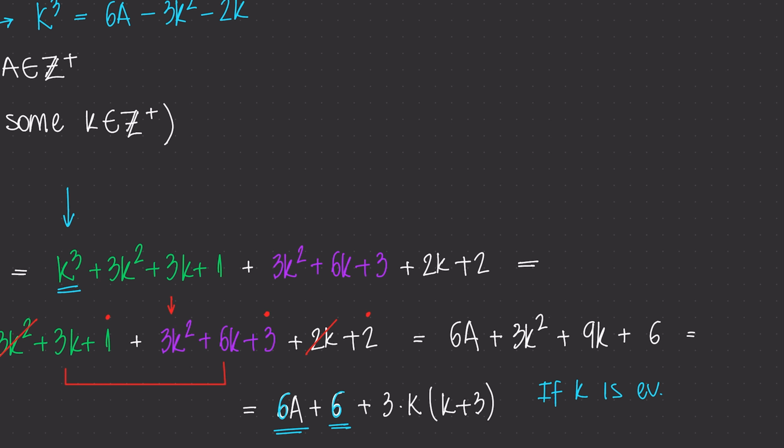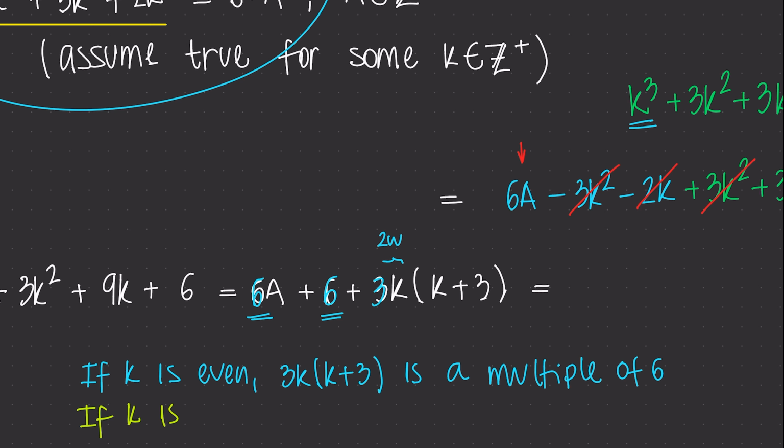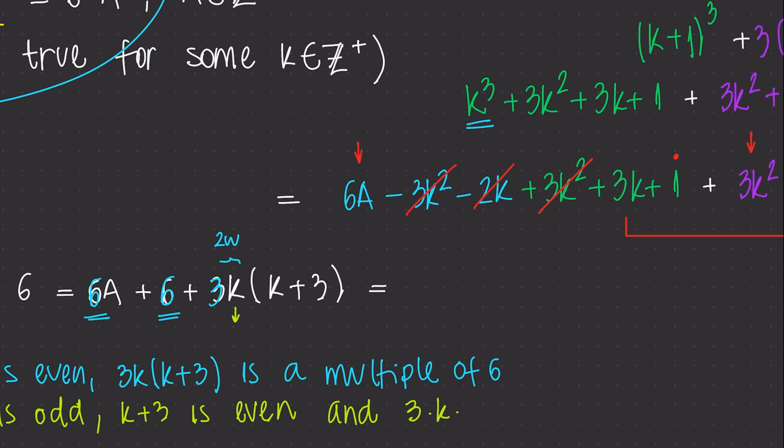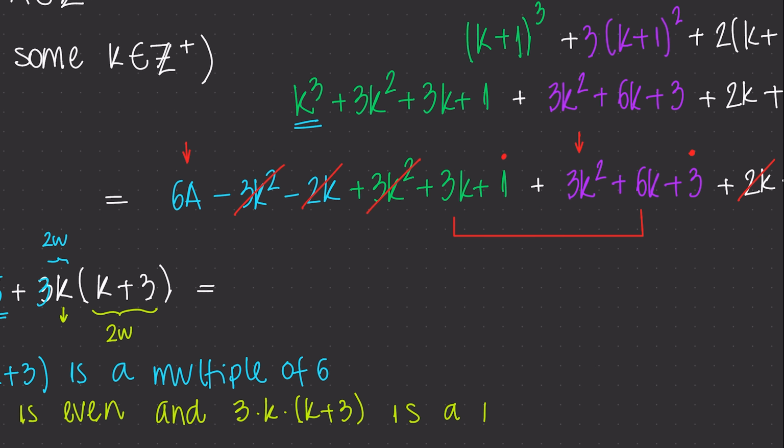If k is even, this k right here can be rewritten as 2 times some other integer. Let's call it w, okay? Now, we have a 3 times 2 over here, which makes it into a 6. So if k is even, 3k times k plus 3 is a multiple of 6. Now, what if k is odd? If k is odd, this number is odd, so we cannot do anything with it. However, the k plus 3, which shows up right here, will be even. And 3 times an odd number times an even number, given that now this guy can be rewritten as 2 times w, so an even number, this will be a multiple of 6.